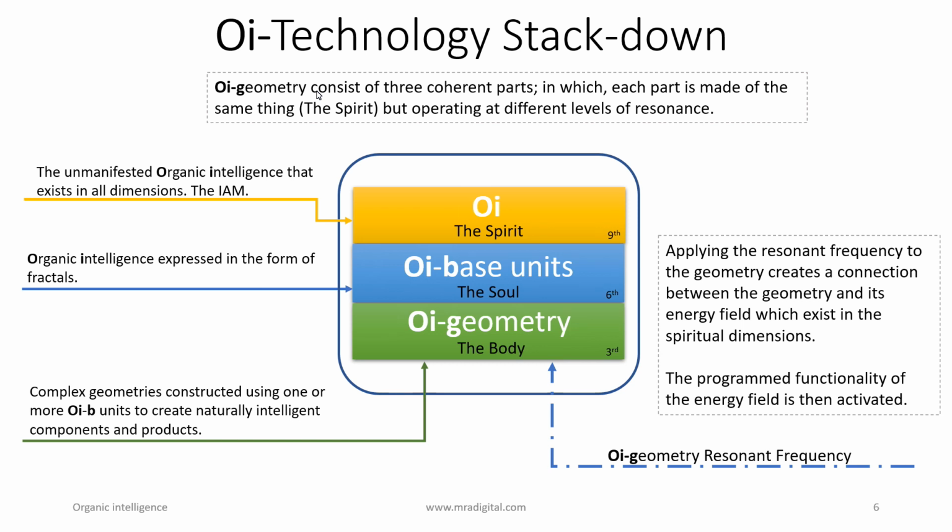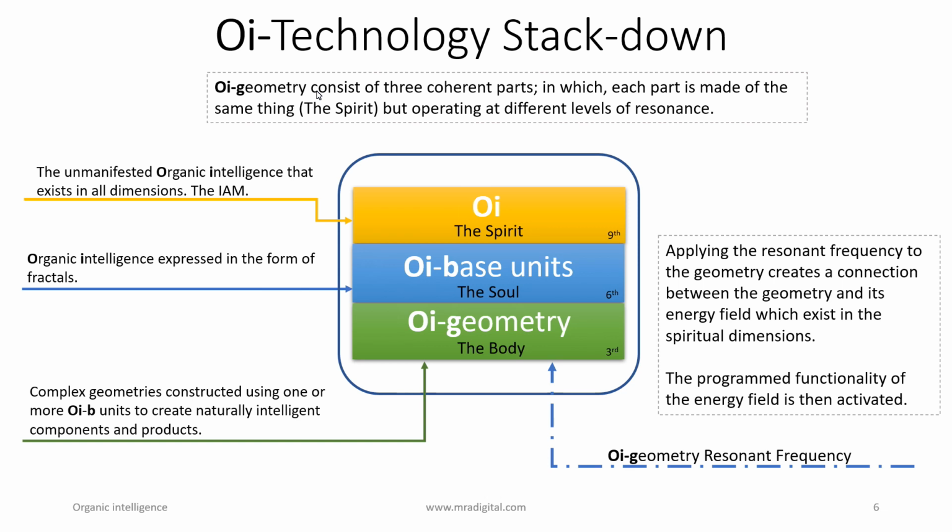So you could think of the natural OI as the gas. The base unit is the water. It takes different shapes, different geometries. And then when you bring it down even more, you could take the water and make the ice, which is the geometry. It's a lower vibration. That's basically the organic technology, organic intelligence, the stack down.